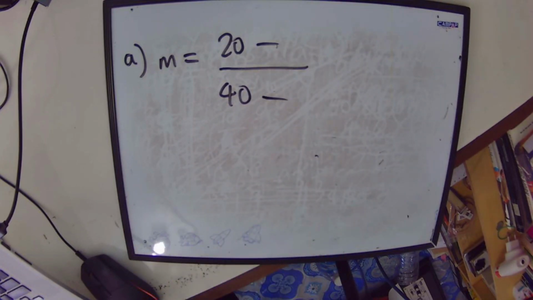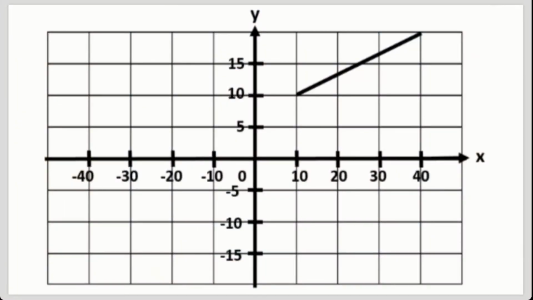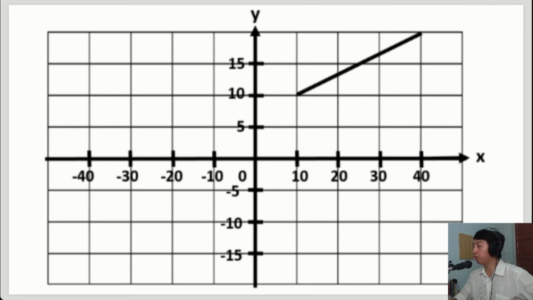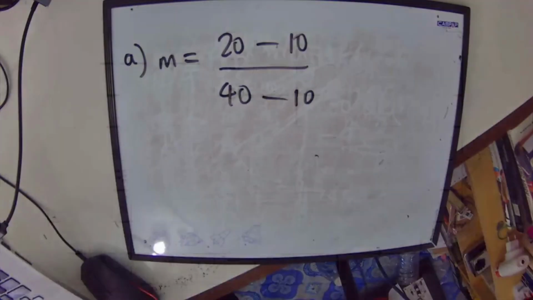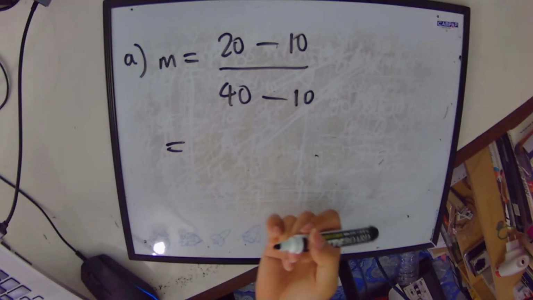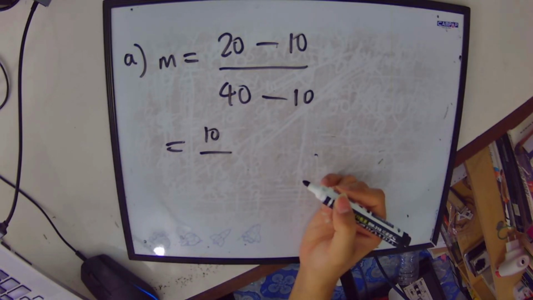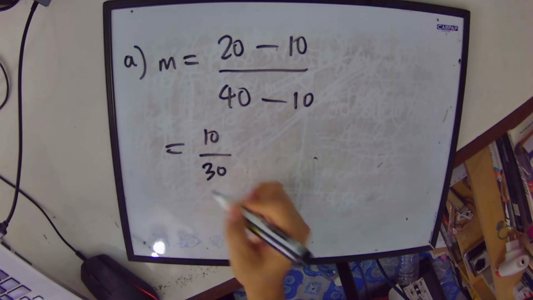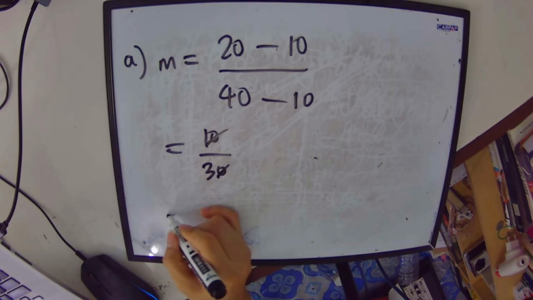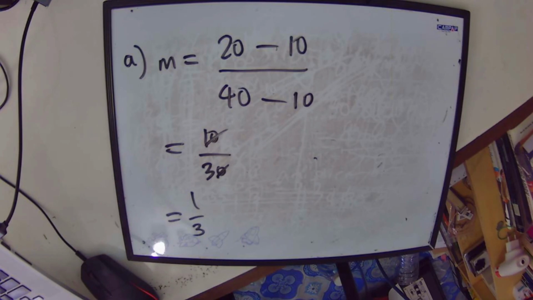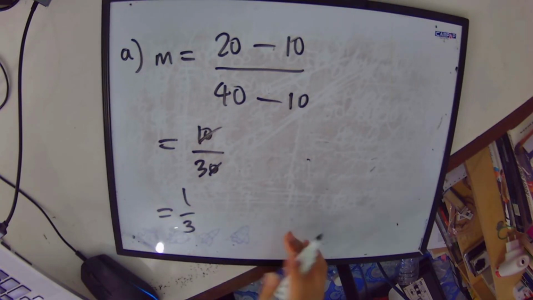Minus, yeah, let's take a look at the graph again. Kita ambil titik yang sini, 10, 10. So Y is 10, X is also 10. Right? So we go ahead and calculate. So 10 over 30, or 1 over 3. So gradient is 1 over 3. Now B, we look for the area.